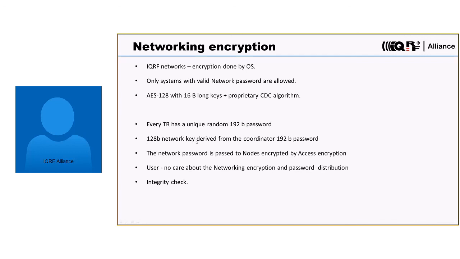This is then used for the networking, and this is what is distributed during the bonding. The network key is communicated to the nodes, and then it's used for the decryption and encryption of the communication in the network. So this is something that you don't take care of at all. It is done automatically by the operating system.